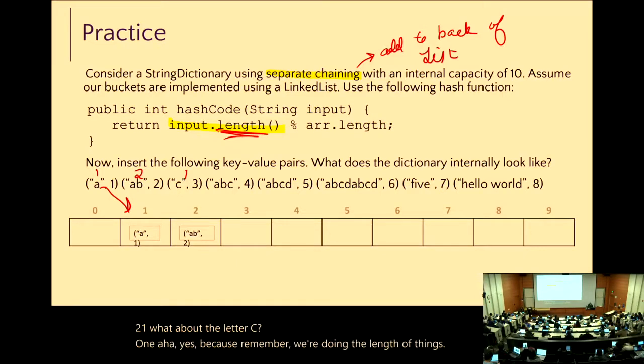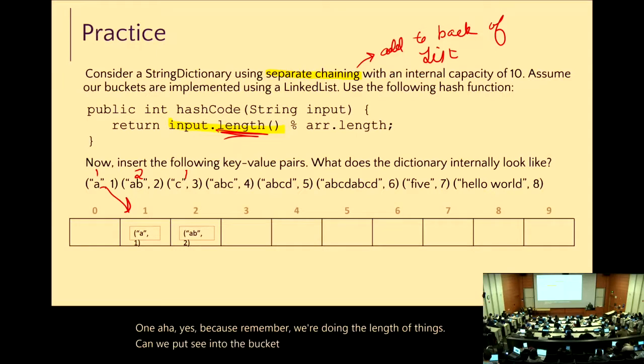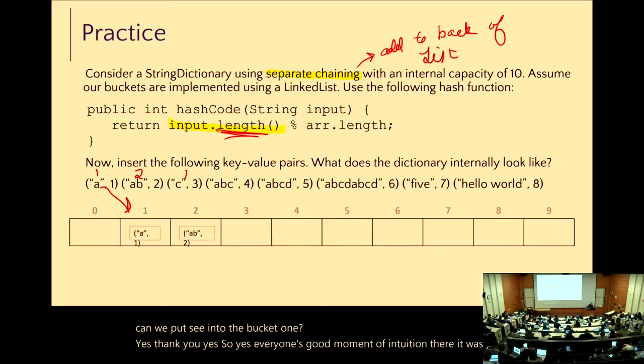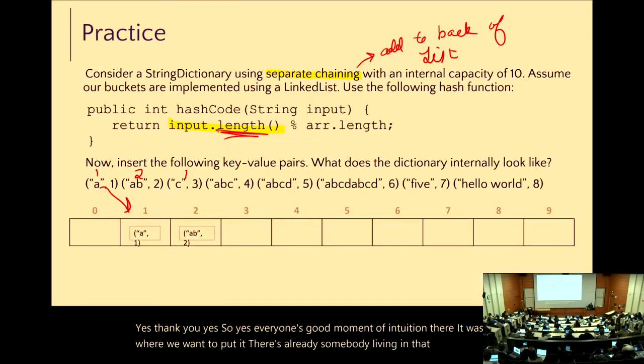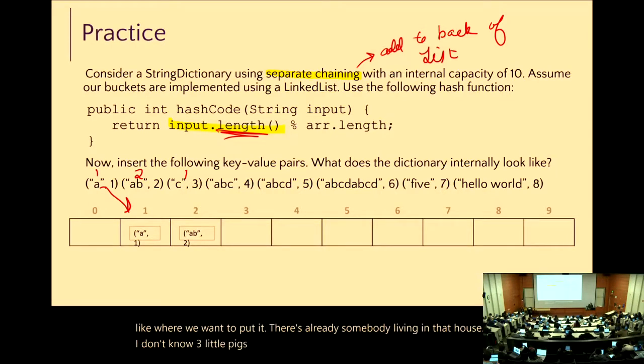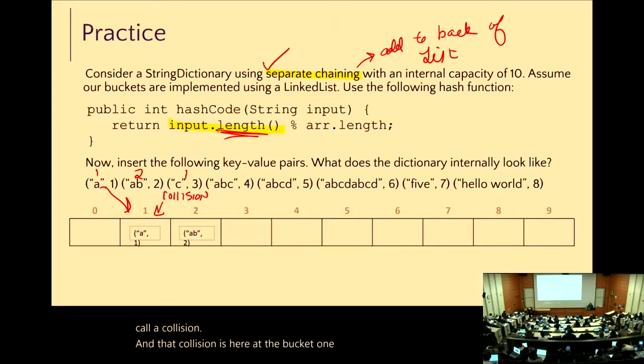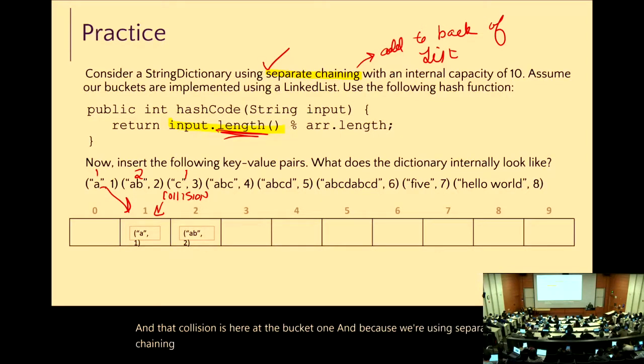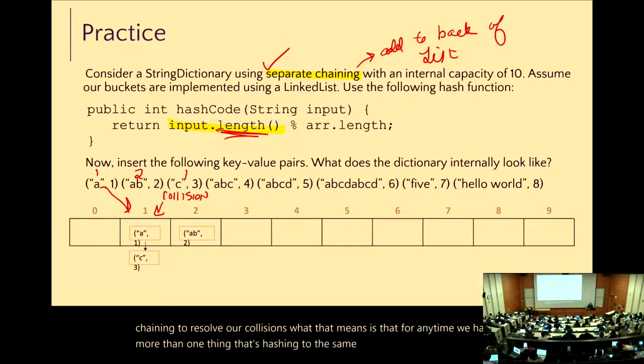But can we put C into the bucket one? Yes, thank you. Everyone's good moment of intuition there. It was like, where do we want to put it? There's already somebody living in that house. Three little pigs somehow. But when we have C, this is something we call a collision. And that collision is here at bucket one, and because we're using separate chaining to resolve our collisions, that means that any time we have more than one thing hashing to the same bucket, we just append onto the linked list.